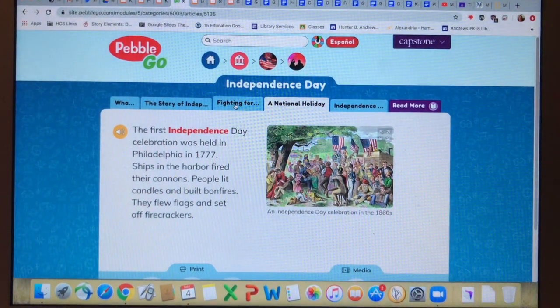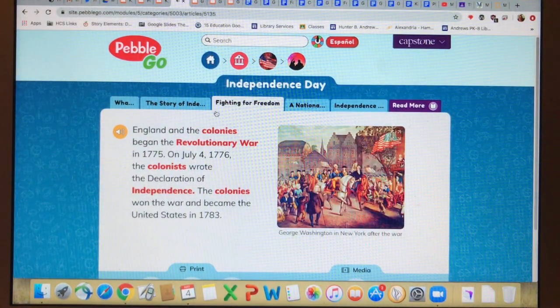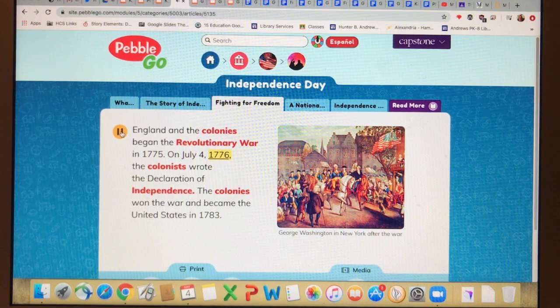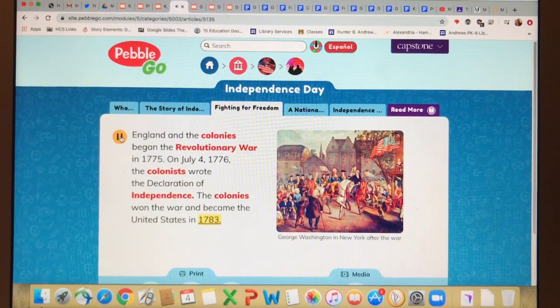Let's go back here. Fighting for freedom. England and the colonies began the Revolutionary War in 1775. On July 4th, 1776, the colonists wrote the Declaration of Independence. The colonies won the war and became the United States in 1783.